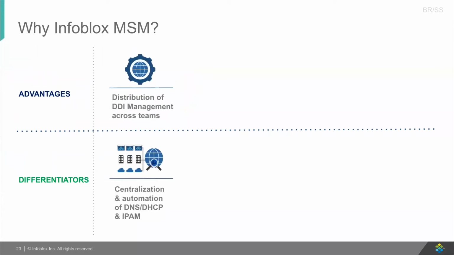Steve, why Infoblox Microsoft Management? Obviously, there are advantages around the distribution of DDI management across both networks and Microsoft teams, but what are some of the key differentiators? Right, so it's really that centralization and automation of DNS, DHCP, and IP address management. So bringing it all into one place, being able to leverage whether you use the UI or even the APIs to do all the provisioning and automation.